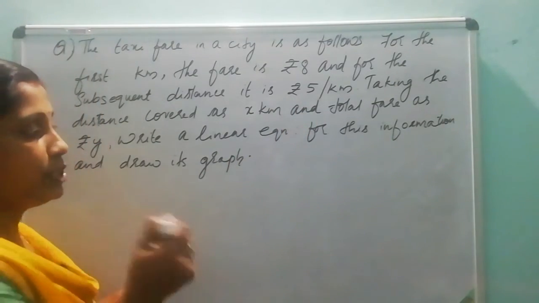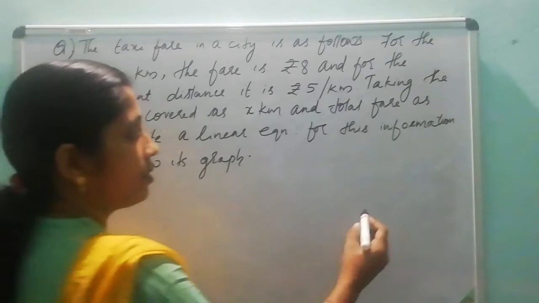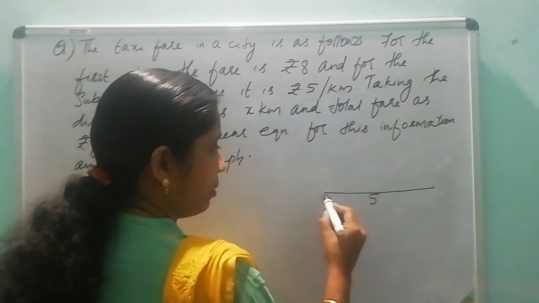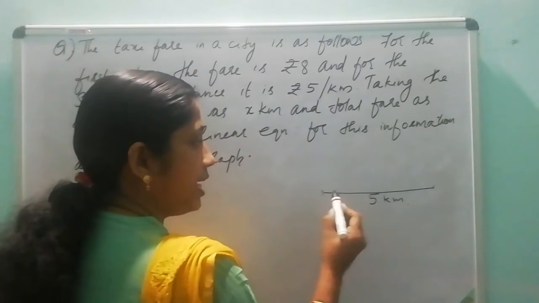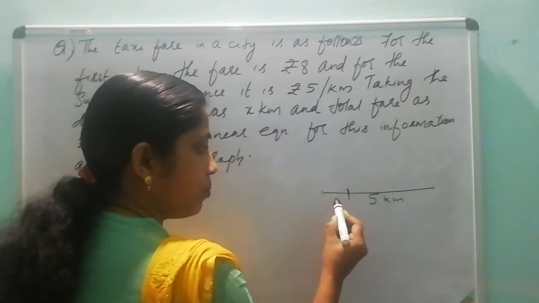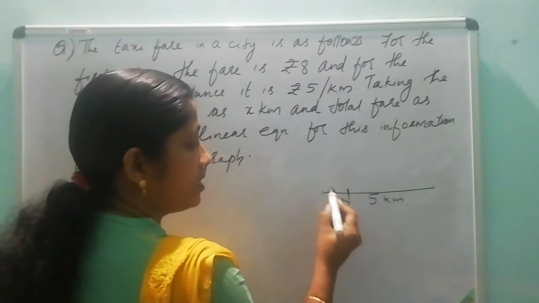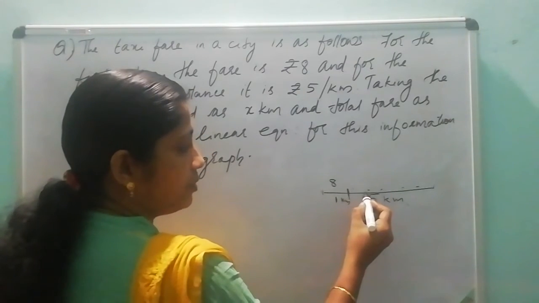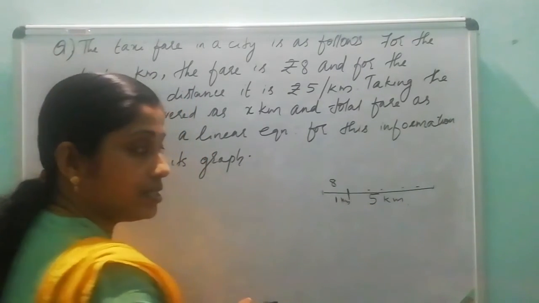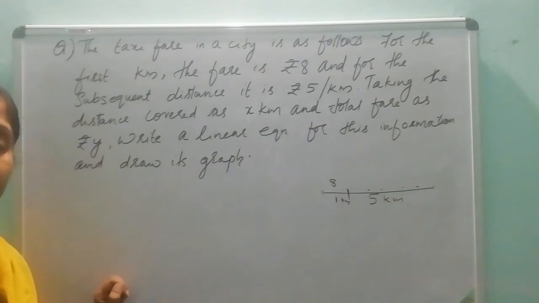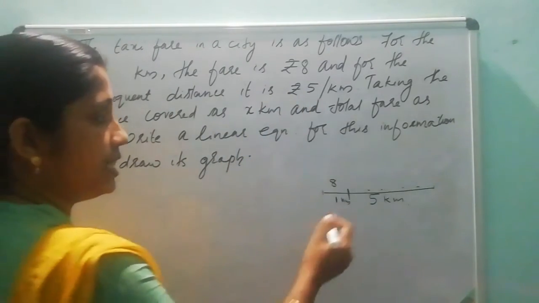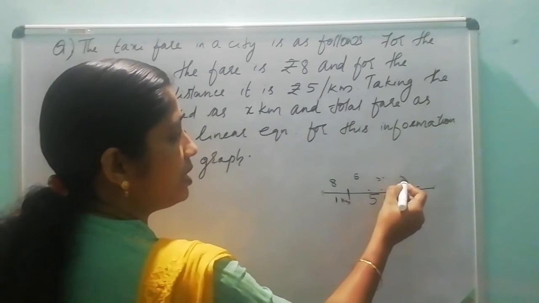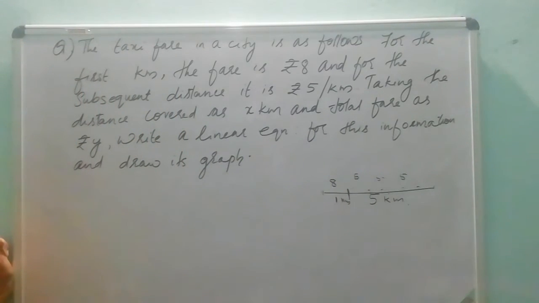That means if the total distance is 5 kilometers, then for the first kilometer it is rupees 8, and for the remaining kilometers, 2, 3, 4, 5, the subsequent kilometers, it is rupees 5 per kilometer, up to 5 kilometers.